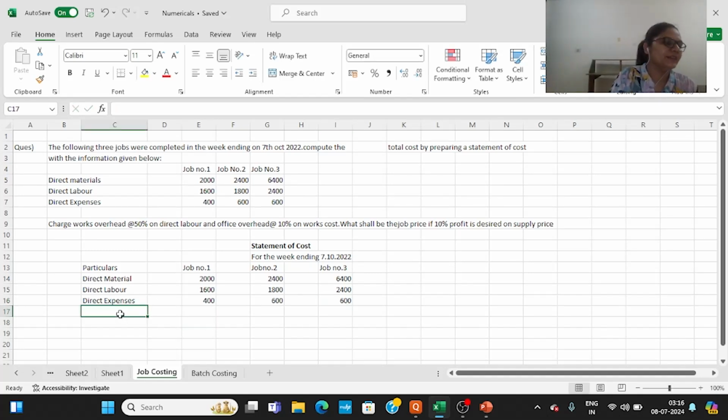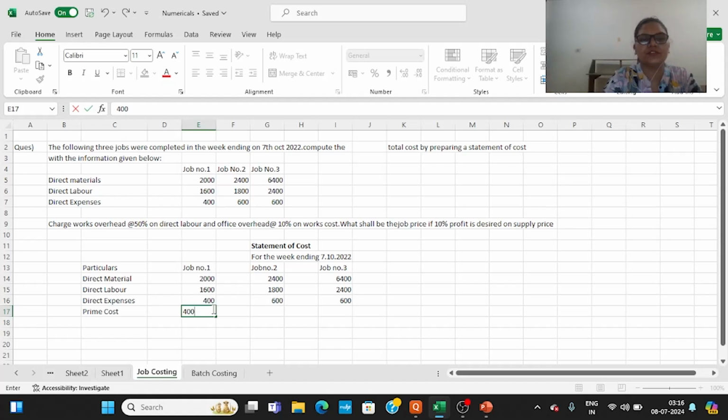When we add these three, we will get prime cost. As per the cost sheet, we have already discussed how to record the cost. For job number 1 we have 4000. For job number 2, the total is 4800. For job number 3, the total is 9400.